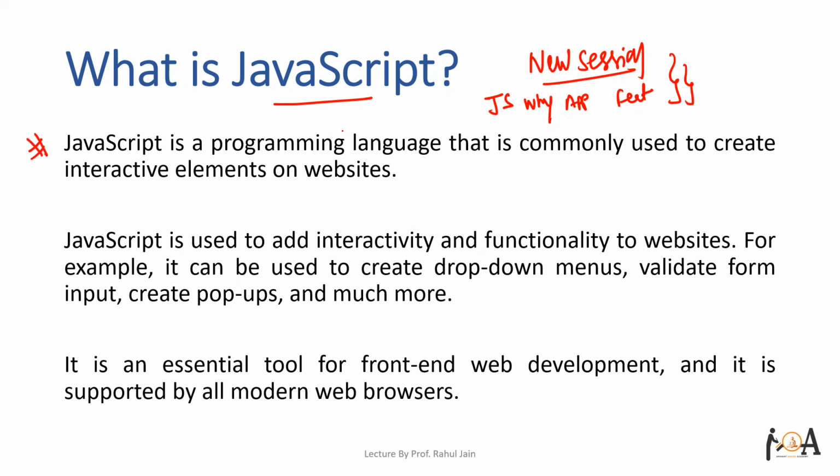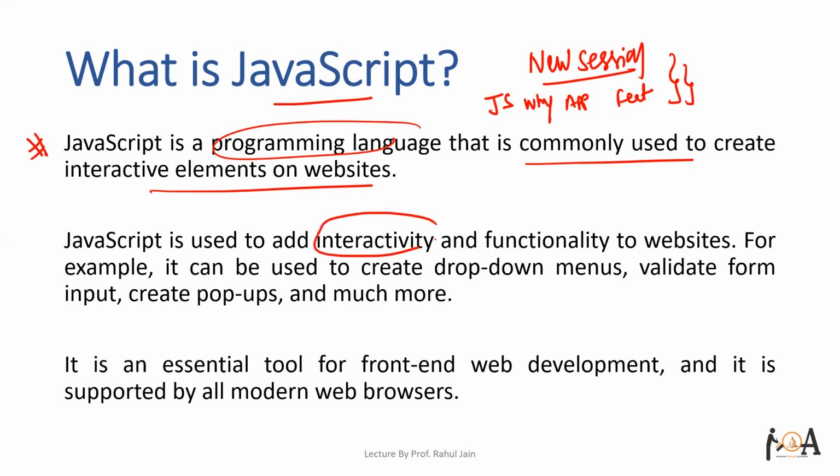Important point number one, JavaScript is a programming language commonly used to create interactive elements on websites. There are various interactive elements like pop-up boxes, input forms, and many more like drop-down menus. All that can be done with the help of JavaScript. JavaScript is used to add interactivity and functionality to websites. If you want to add some interactiveness, it means that the user should be engaged with that particular web page by mouse events or anything. You have to keep the user engaged. That is called interactivity.